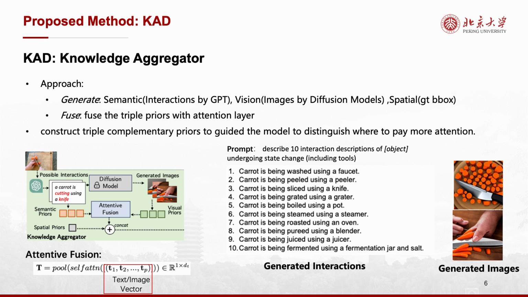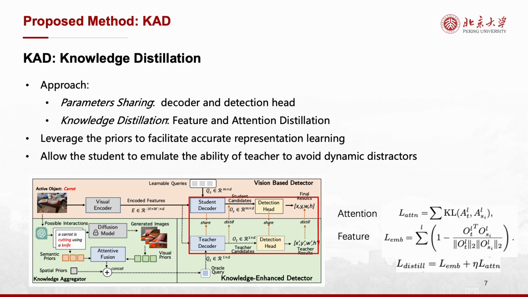The knowledge aggregator includes 2 processes, generate and fuse. During generation, we construct a prompt based on the input active object category, carrot, and input it into ChatGPT. GPT will return descriptions of possible interactions and possible tools when the corresponding carrot changes. Then we put these generated descriptions into the Stable Diffusion model to obtain an image of the carrot being cut with a knife, which depicts the state change of the object and is fine-grained visual information. Next, we process the textual descriptions and images into vector representations using a multimodal model such as CLIP. The textual or visual information represented by these vectors may be redundant, so we need to selectively aggregate the semantic and visual representations of the corresponding input. Thus, we use an attention layer and average pooling to fuse text or image vectors respectively. This query contains triple information, which can help the teacher model locate the active object more accurately.